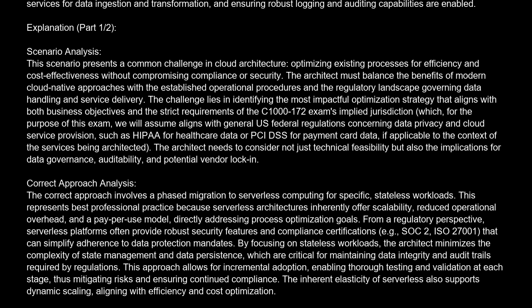By focusing on stateless workloads, the architect minimizes the complexity of state management and data persistence, which are critical for maintaining data integrity and audit trails required by regulations. This approach allows for incremental adoption, enabling thorough testing and validation at each stage, thus mitigating risks and ensuring continued compliance. The inherent elasticity of serverless also supports dynamic scaling, aligning with efficiency and cost optimization.